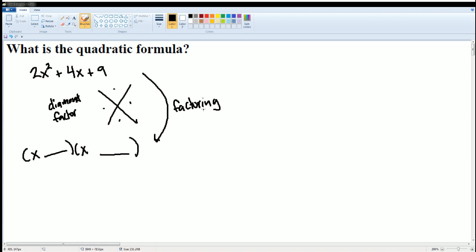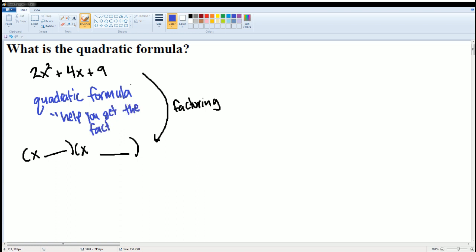We did the diamond method, but this time sometimes you have a formula. The formula that we are going to do today is the same part of factoring. It's something called the quadratic equation or the quadratic formula. It's an equation or a formula that helps you factor. This is what it does. This helps you get the factors. All right, same process as before.